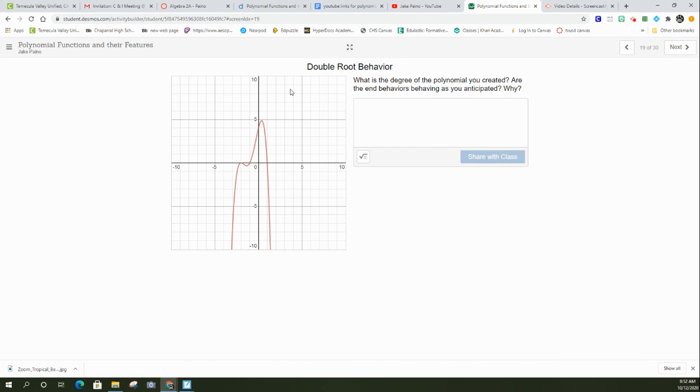So what is the degree of this polynomial? We just talked about this. This is a fourth degree, and the end behaviors are the same. There are 3 factors, and if you multiplied it out, you would get x to the 4th. Are the end behaviors behaving as you anticipated? Yes, they are the same, so they are behaving the way they should. 4th degree is even. Remember, even should be the same.